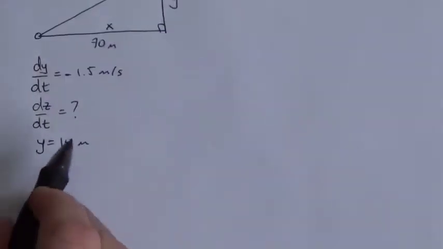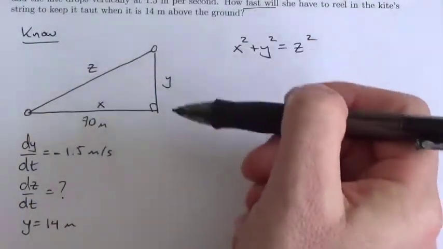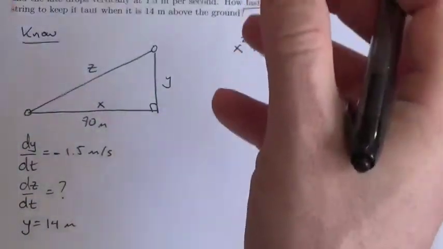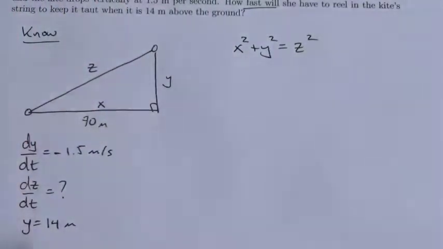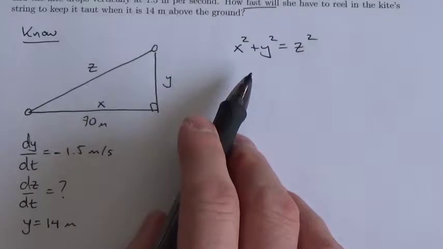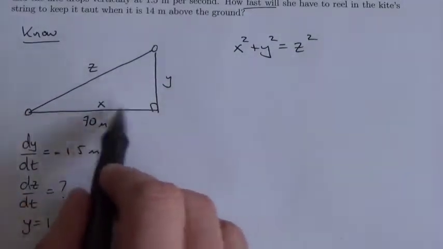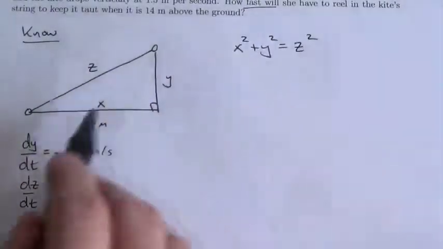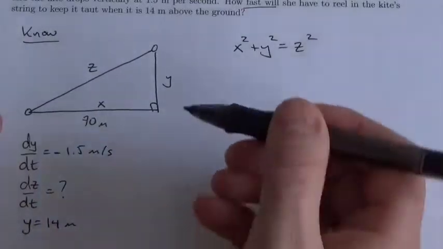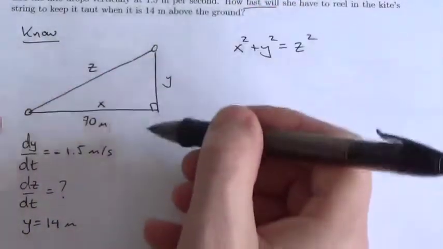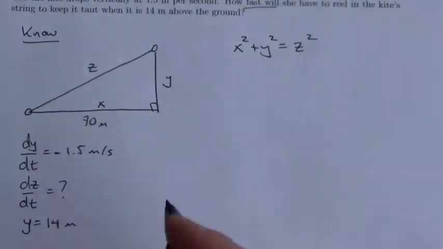Now, y is a variable. Y is dropping. The wind stops, the kite falls here. Y is changing in time. So I am not going to plug in that 14 right away. But there is something else going on here though. X, although it's a variable in my equation, x never changes in this scenario. Horizontally, the kite is always directly above that tree 70 meters away. That's the scenario that they're trying to describe here.